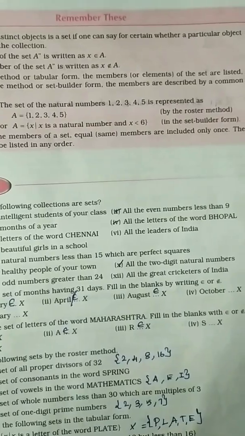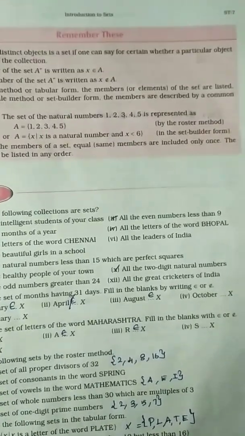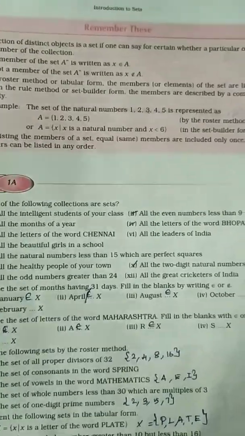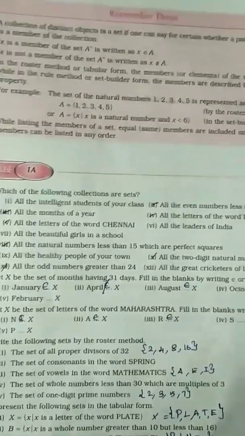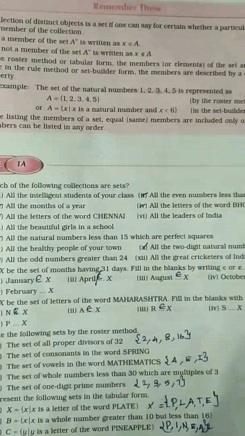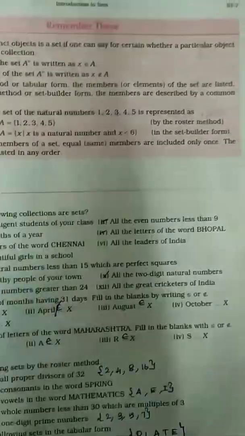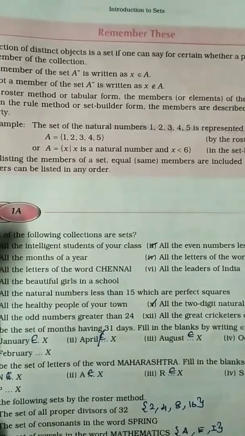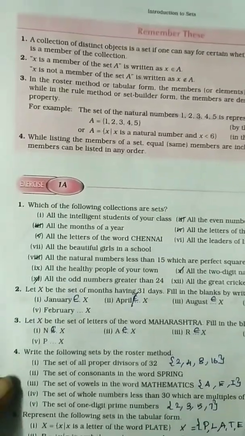Look at the subdivision. All the even numbers less than 9. So less than 9 you can say what are the even numbers will be 2, 4, 6, 8. So these are the even numbers less than 9. So it is well defined like this. Whatever the well defined members are there, you can say it as a set.